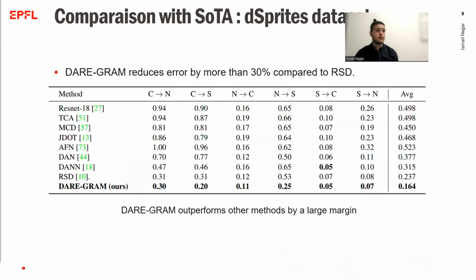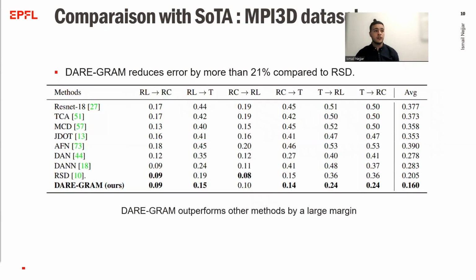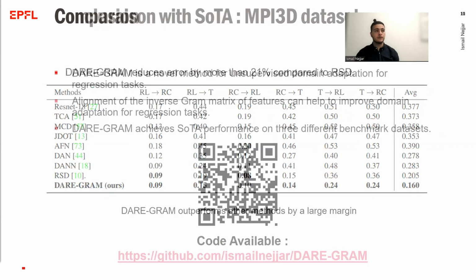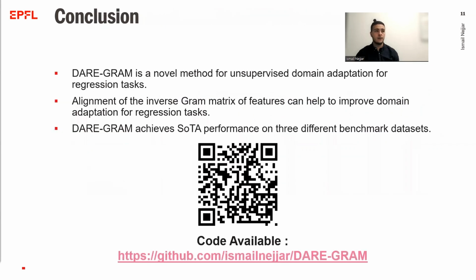We compared our results with state-of-the-art methods on the dataset, and the proposed approach outperformed all the others. Specifically, we reduced the error rate by more than 30% compared to RSD. We also evaluated our method on the MPI3D dataset, and our method again outperforms the other approaches by a large margin. To summarize, our work introduced a novel method for unsupervised domain adaptation in regression tasks.